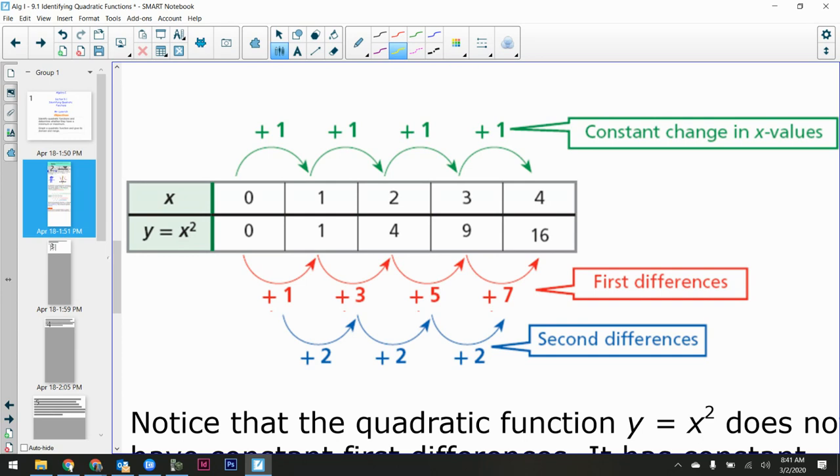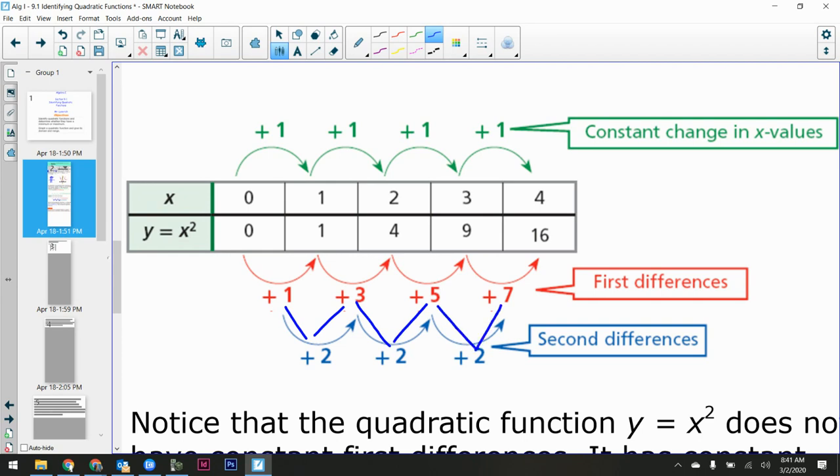If it was linear, you would see a constant change in y. It would be like +1, +1, +1, +1 in the y values. Or +3, +3, +3, +3. But guess what happens when you look at quadratics? In quadratics, it's actually a constant second differences.